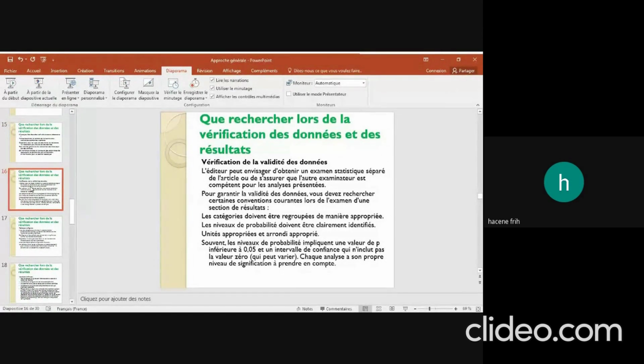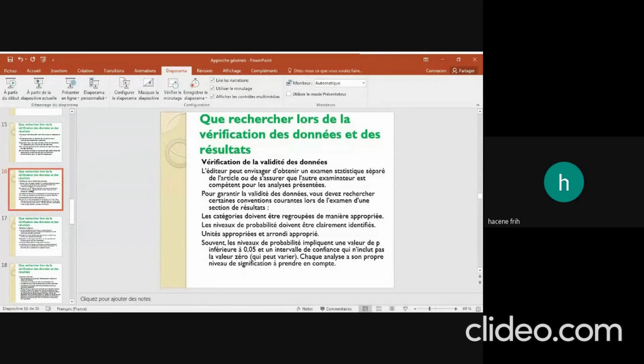Data validity check. The editors may consider obtaining a separate statistical review of the article, or ensuring that the other reviewer is competent with the analysis presented. To ensure valid data, you should look for some common conventions when reviewing the section of results.